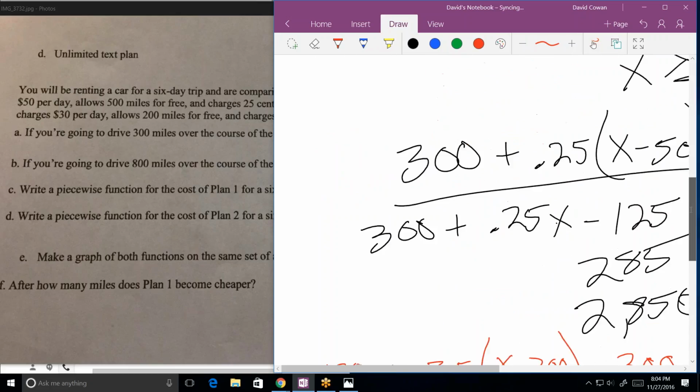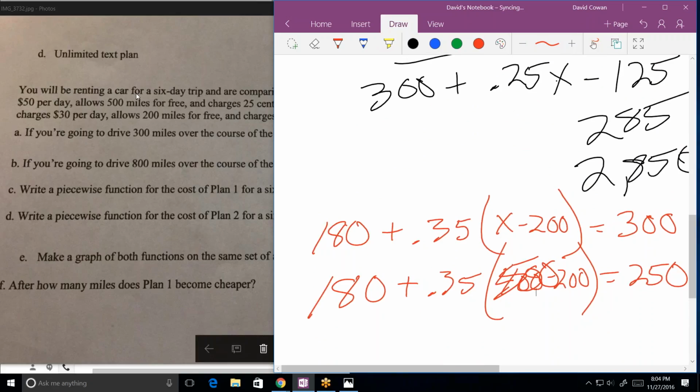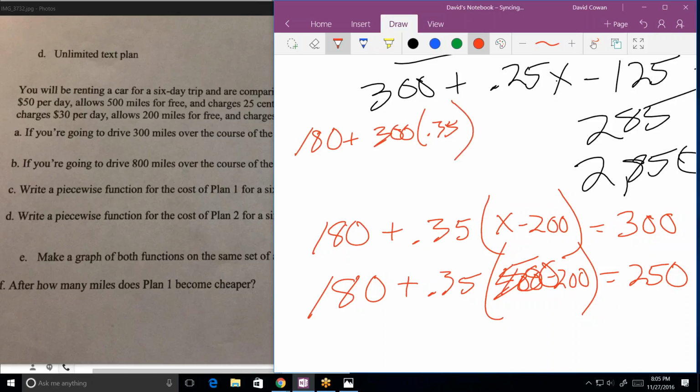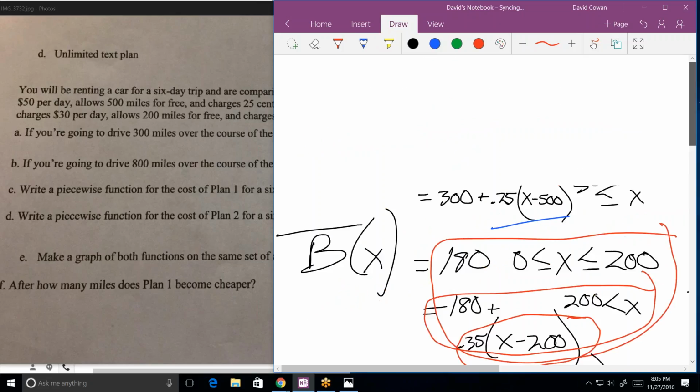Our problem is that when we did the math based on 500 miles, we did it wrong. 500 miles would cost 180 for plan B plus 300 times 0.35, well, that's only $105. So that total is $295. That's cheaper than Plan 1, which would be 500. So some number greater than 500 is our answer, and the first time we did this, we got 542, I believe.